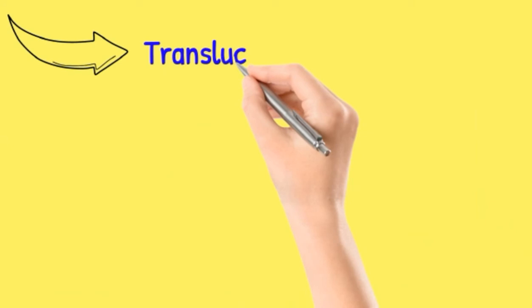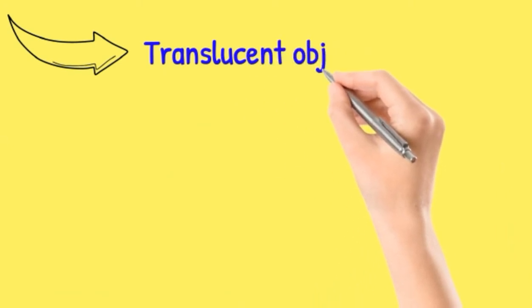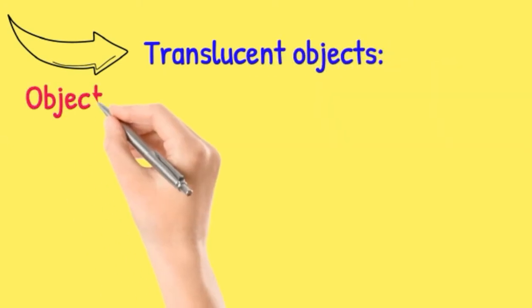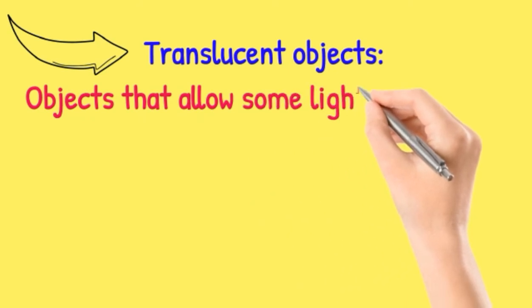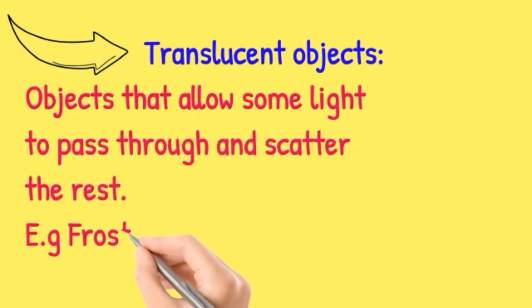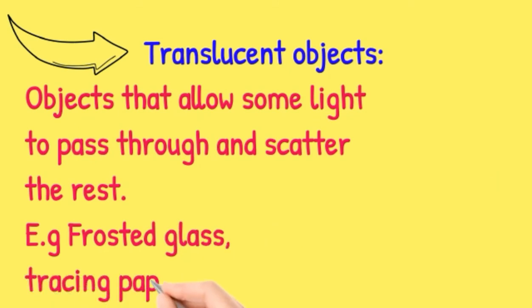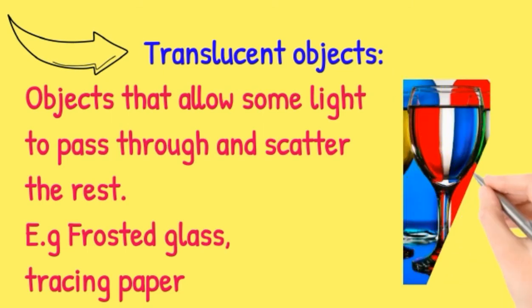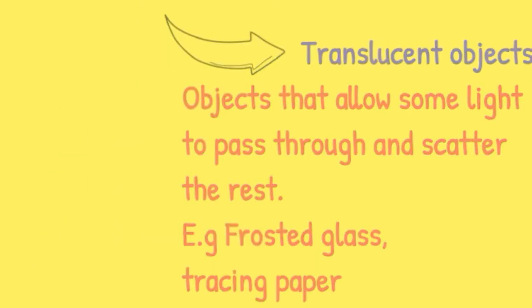Another term is translucent objects. These are the objects that allow some of the light to pass through and scatter the rest. We cannot see clearly through translucent material. Objects behind them look blurred. The examples are frosted glass, tracing paper, and rice paper.